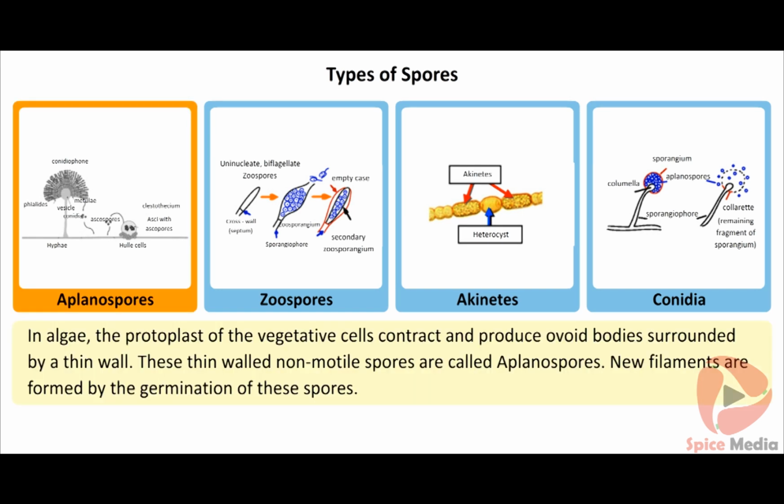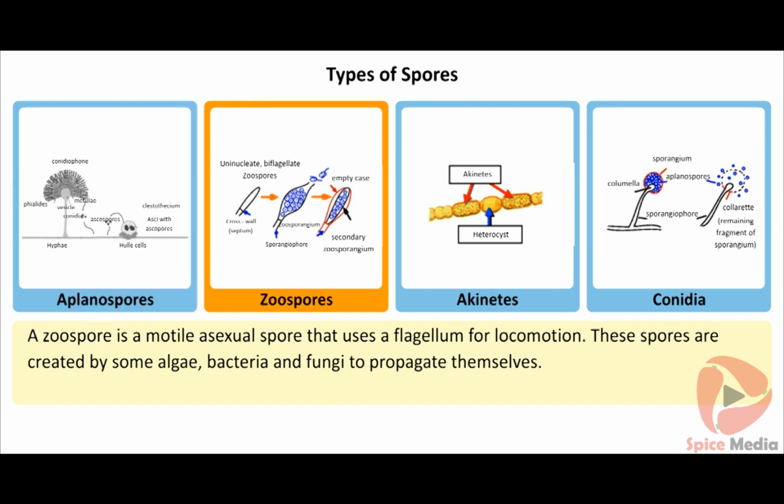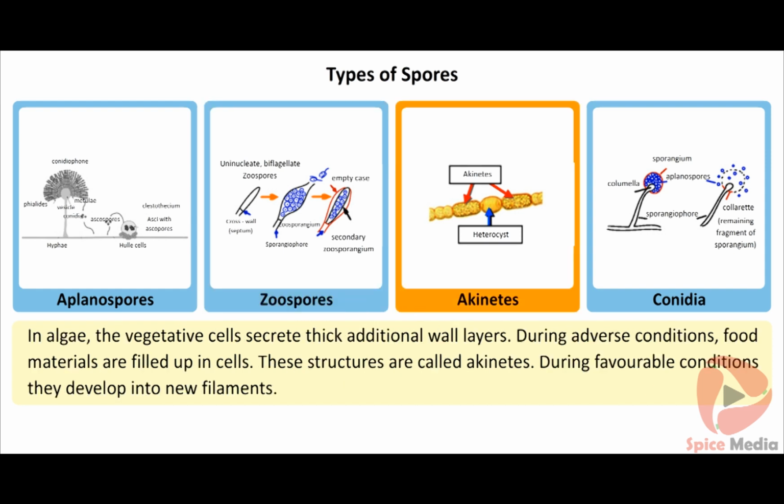Aplanospores. In algae, the protoplast of the vegetative cells contract and produce ovoid bodies surrounded by a thin wall. These thin-walled non-motile spores are called aplanospores. New filaments are formed by the germination of these spores. Zoospores. A zoospore is a motile asexual spore that uses flagellum for locomotion. These spores are created by some algae, bacteria, and fungi to propagate themselves.